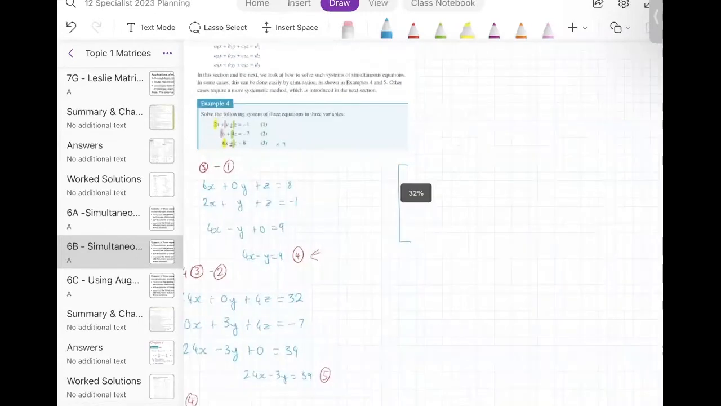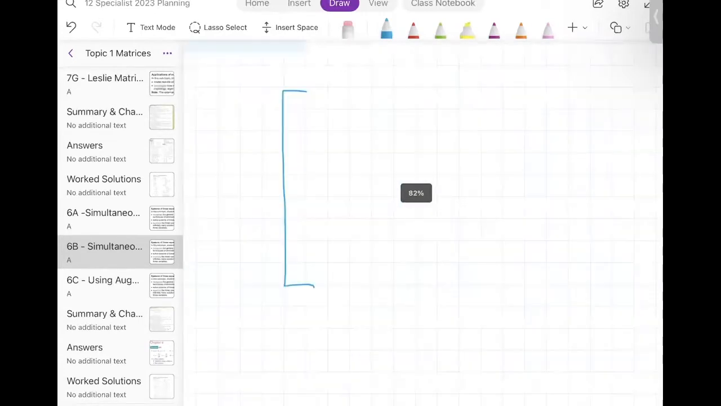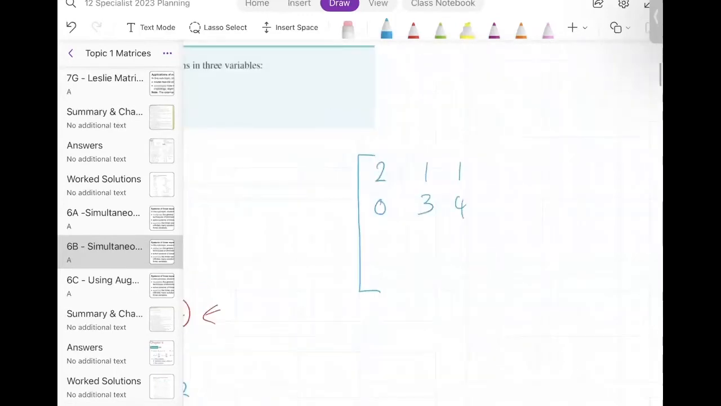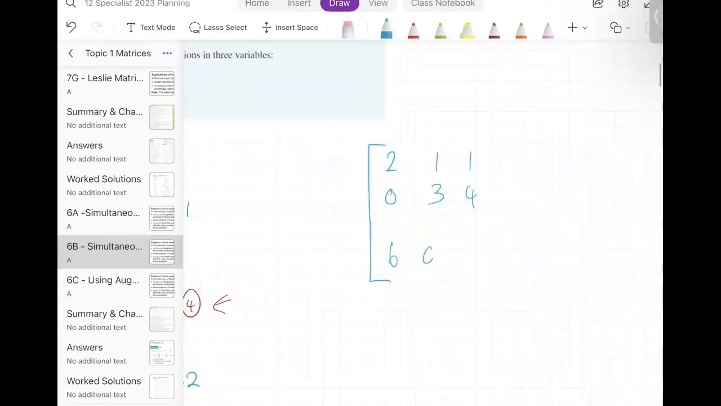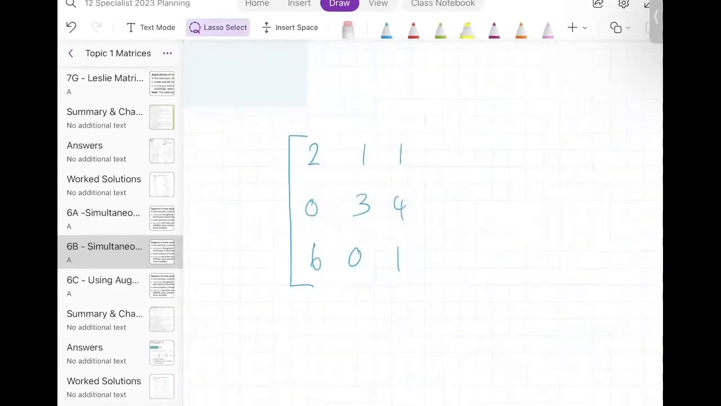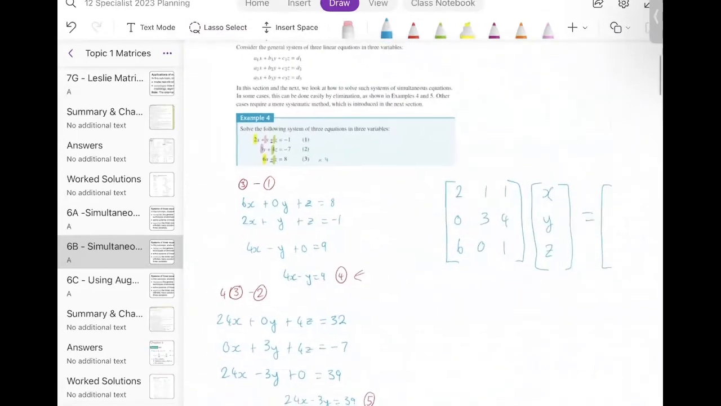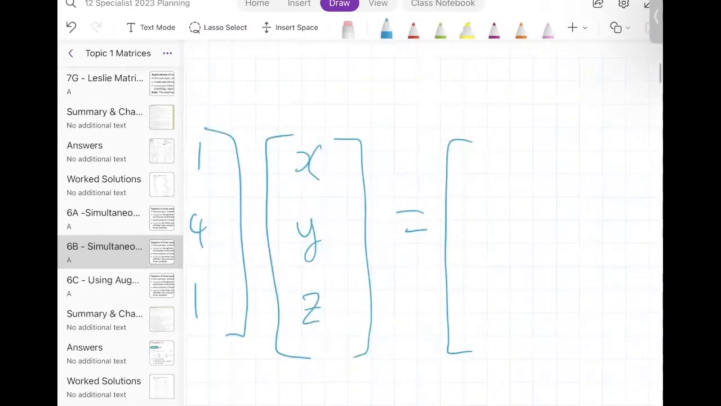So my coefficients are, for the first line is 2, 1, 1. So it's going to be 2, 1, 1, 0, 3, 4, and 6, 0, 1. Okay, so that's it for the coefficient part. And normally when we build our coefficient matrix, we normally just close the bracket in and then we would write x, y, z like this over here. And then we'd have our solution over on this side, which in this case would be -1, -7, and 8.